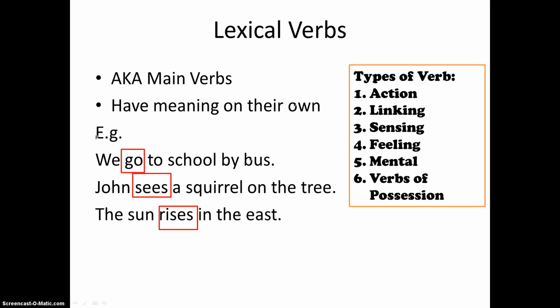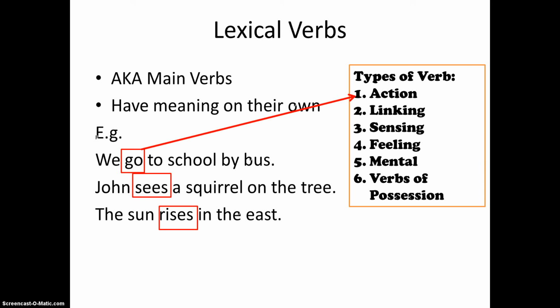Last week we learned the 6 different types of verbs: action verb, linking verb, sensing verb, feeling verb, mental verb, and lastly, verbs of possession. So now let's test whether you remember anything from last week. The first sentence, we go to school by bus. The verb go, what type of verb is it?